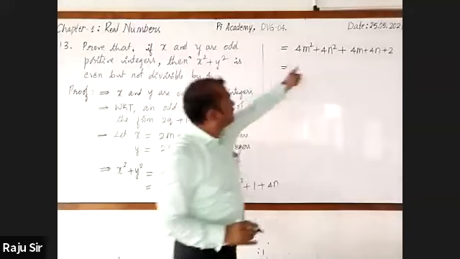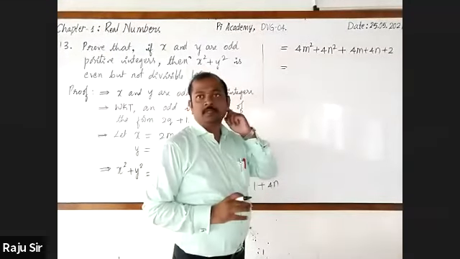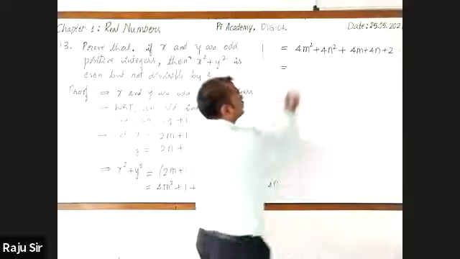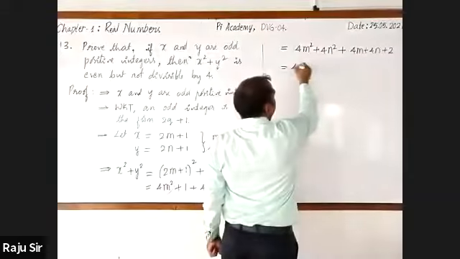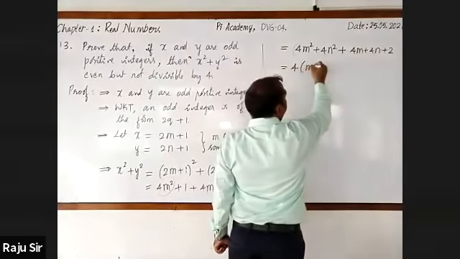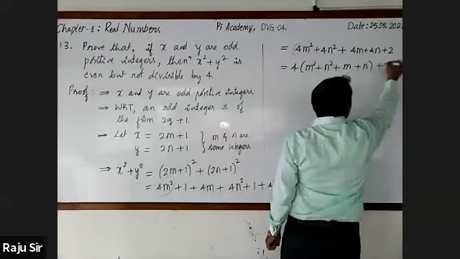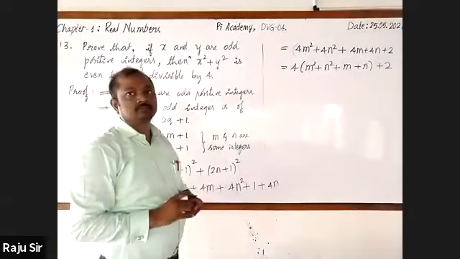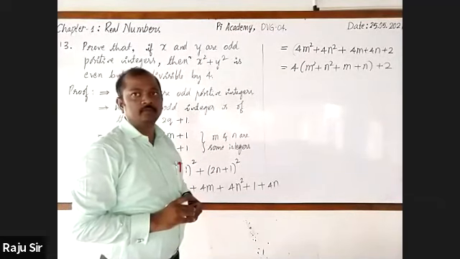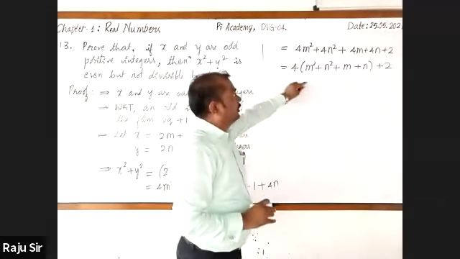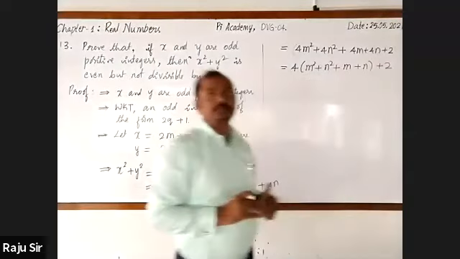Yes, students, observe the first 4 terms. In these 4 terms, you can come to know that 4 is the common factor. It is 4 into m square plus n square plus m plus n, plus 2. Follow? Look at it, is it an even number? Yes, sir.